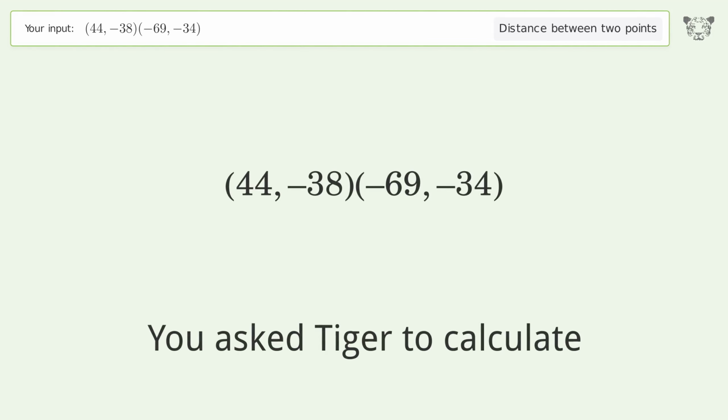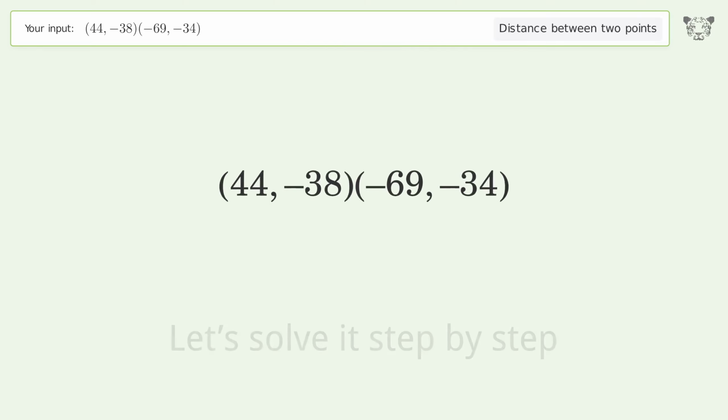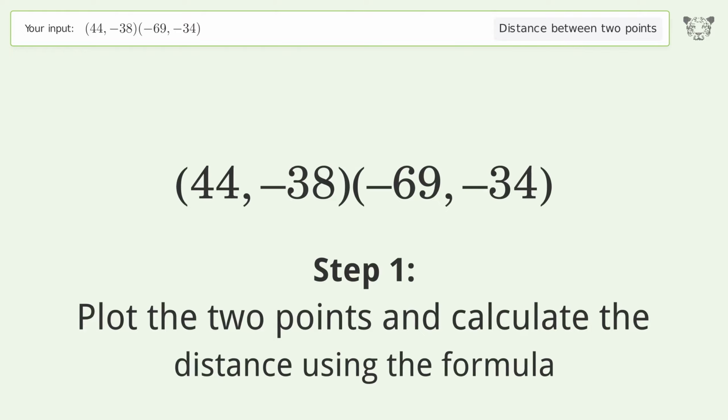You ask Tiger to calculate. This deals with the distance between 2 points. The distance between the 2 points is the square root of 12,785 or 113.071. Let's solve it step by step. Plot the 2 points and calculate the distance using the formula.